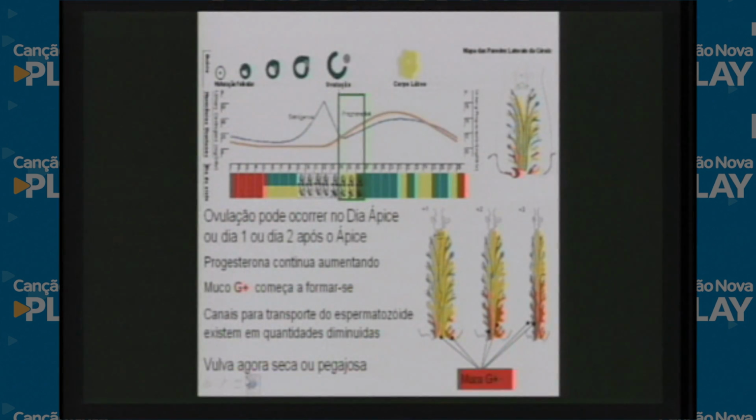And so we are now at the point where the woman, over these 3 days, still has fertility. The luteal phase, you will see, has high estrogens and progesterones.